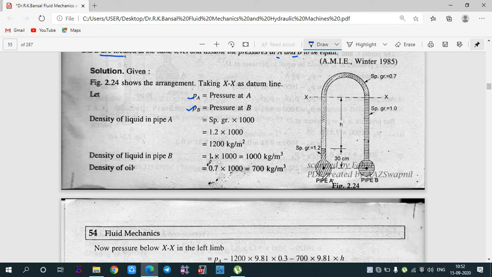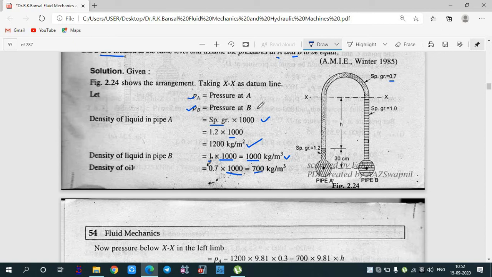So since we know the specific gravity, the fluid which has been flowing in this pipe is having a specific gravity of 1.2, we will multiply it by 1000, so it will be 1200 kg per meter cube. Similarly, the liquid which is flowing in pipe B is having a specific gravity of 1, then it is multiplied by 1000, so it will be 1000 kg per meter cube. And the manometric fluid is nothing but your oil, and it is having a specific gravity of 0.7, so it has been multiplied by 1000, so this will be 700 kg per meter cube. So these are all the densities of the fluid.